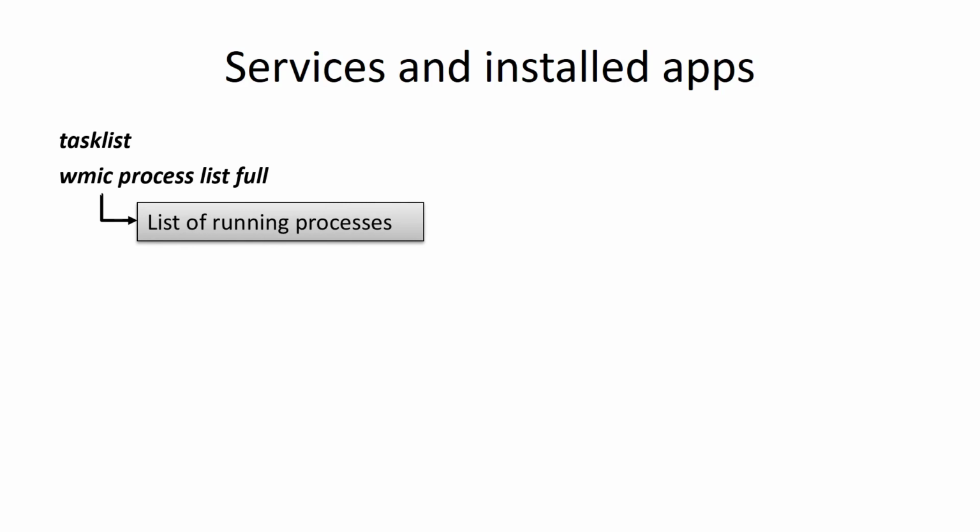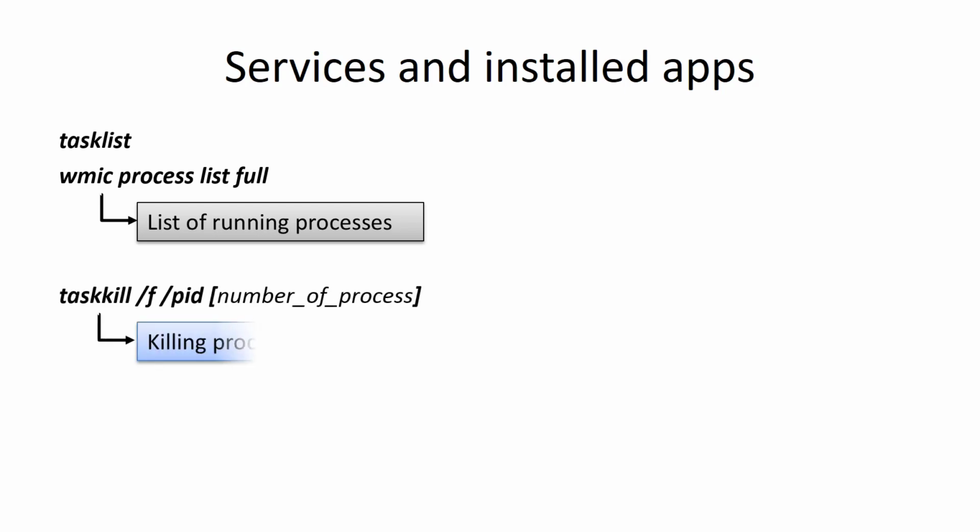Now let's review what commands are available to work with processes and services. The tasklist command displays all running processes. If you need detailed information about each process, you can use the second command. In order to end a process, just enter the command taskkill with the options /F and /PID, and then enter the process ID. Option /F is used for forced process termination, if it cannot be killed normally.